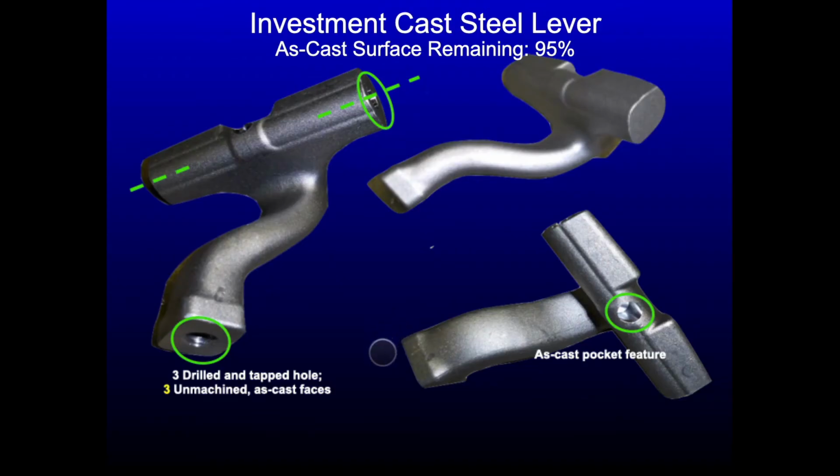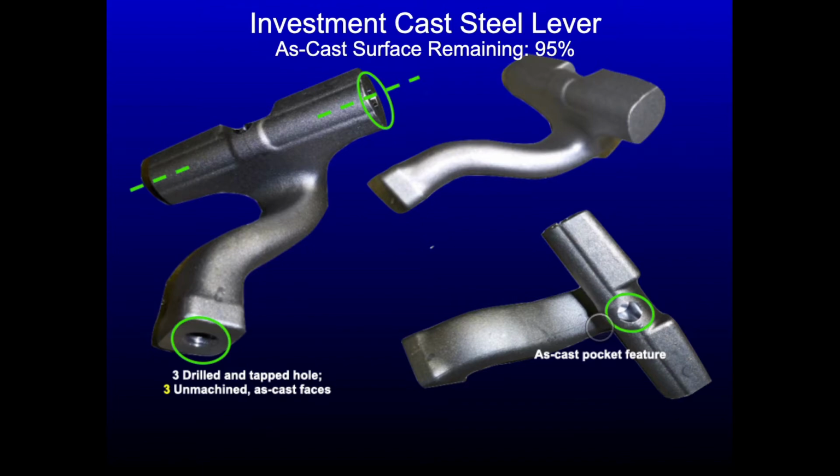Next is an uncoated steel investment casting that takes advantage of the dimensional accuracy of the investment process to eliminate facing off of the mounting surfaces for the 3 drilled and tapped holes. It also takes advantage of the as-cast cavity at the center of the T-bar feature that eliminates machining of the cavity and a separate setup. The remaining as-cast surfaces from the accuracy of the investment process is all the way up to 95%.